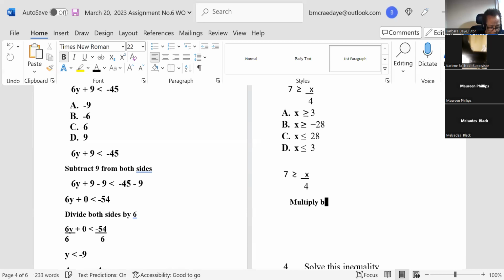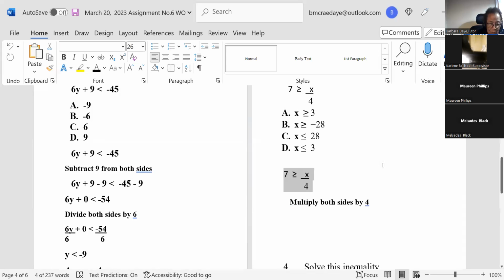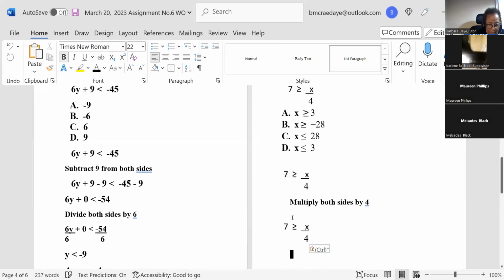Multiply both sides by 4. Remember, your goal here is to get your constants on one side and your variables on the other, right? So your 4 is over here and you want your 4 over here, but it's divided. So you'll have to multiply, right? So multiply both sides by 4. Let's copy that and multiply both sides by 4.